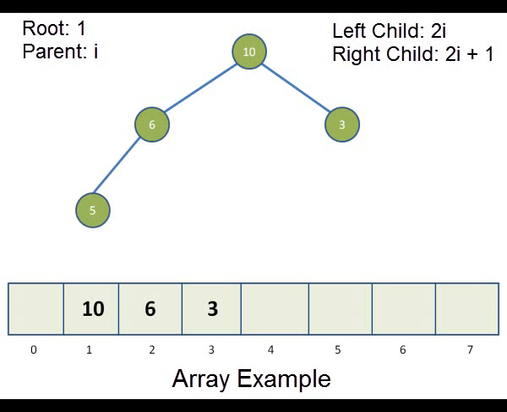Now we add a left child to the 6 node. 6 has an index of 2, so 5 will be placed at index 2 times 2, or 4. We don't want to give this node a right child, so at index 2 times 2 plus 1, or 5, we won't put anything. 3 has an index of 3, so the 1 is placed at 2 times 3, which is index 6. Finally, we put 2 at index 2 times 3 plus 1, which is index 7. Now we have our tree stored as an array, which will make future manipulation and traversal very easy to do.